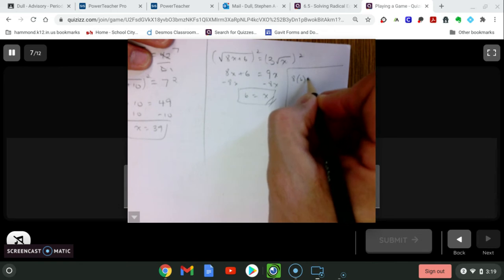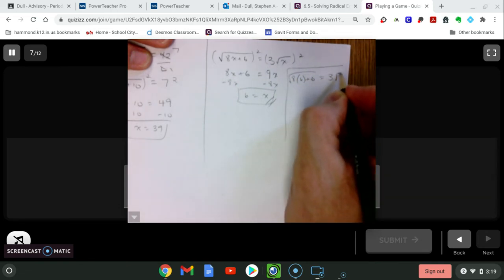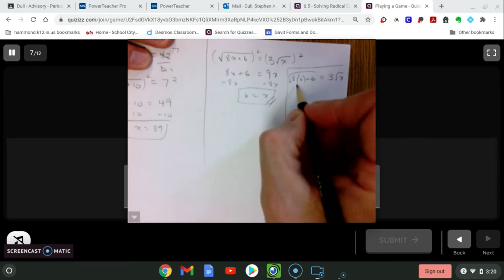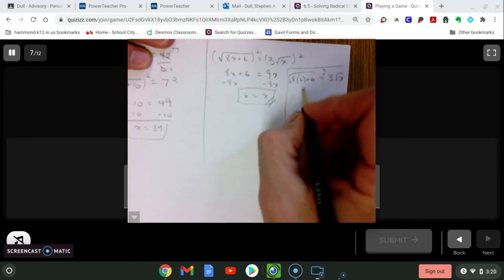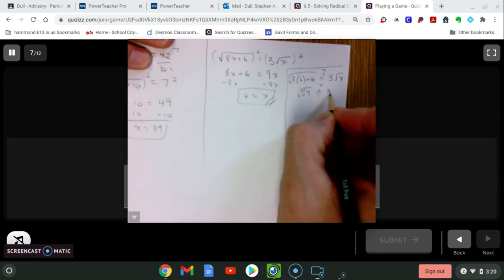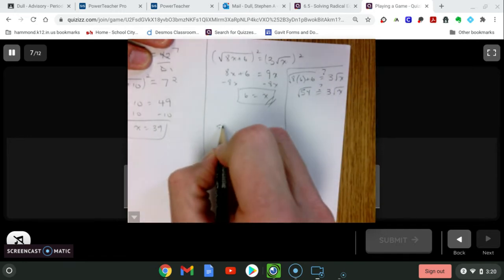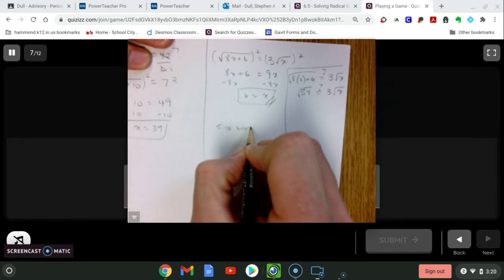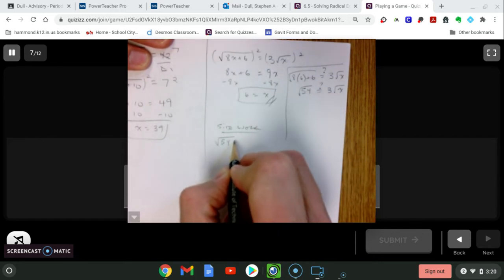The square root of 8 times 6 plus 6 equals 3 times the square root of x. Okay, so 8 times 6 is 48, plus 6. So that's the square root of 54 equals 3 times the square root of x. Well, I don't know, does it? So let's go ahead and simplify the square root of 54 and see what happens.